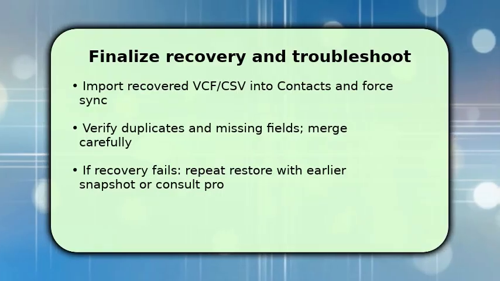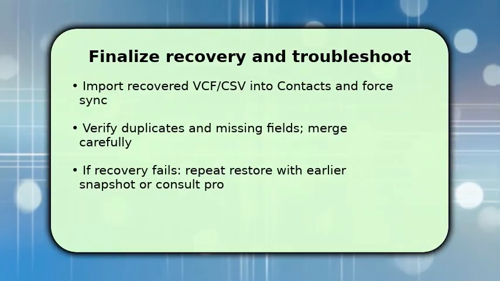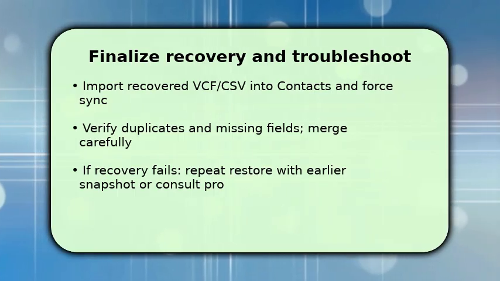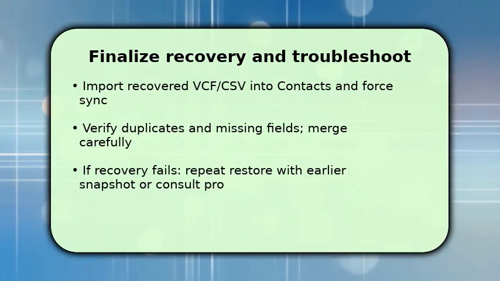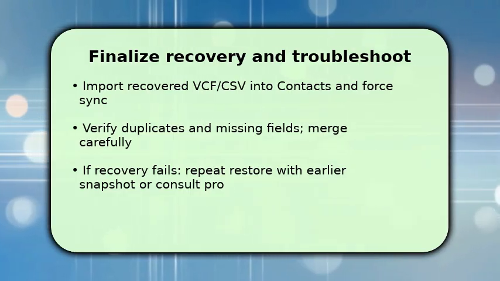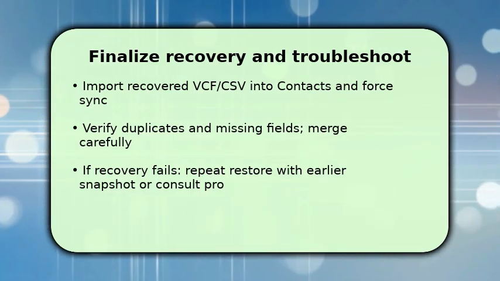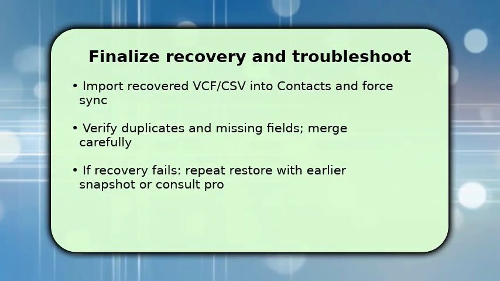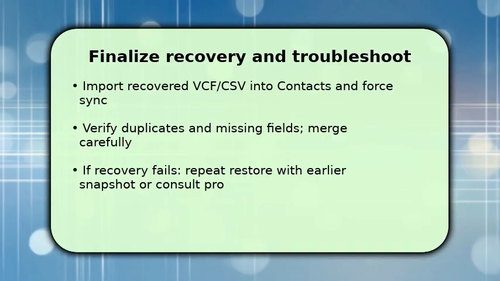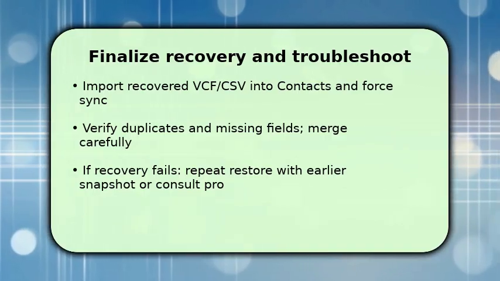You finish by importing the recovered VCF or CSV into your Contacts app and forcing a full sync so entries reappear across devices. Once imported, verify each contact for duplicates or missing fields and merge thoughtfully to avoid losing data. If numbers still don't show, try restoring an earlier snapshot or rerun the extraction with different settings. Sometimes changing file formats helps.